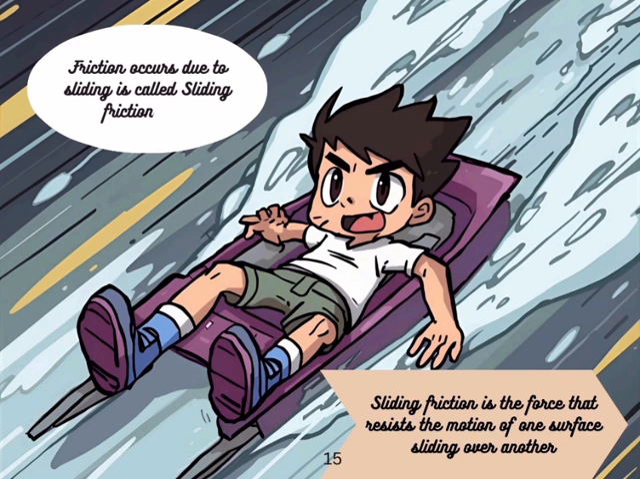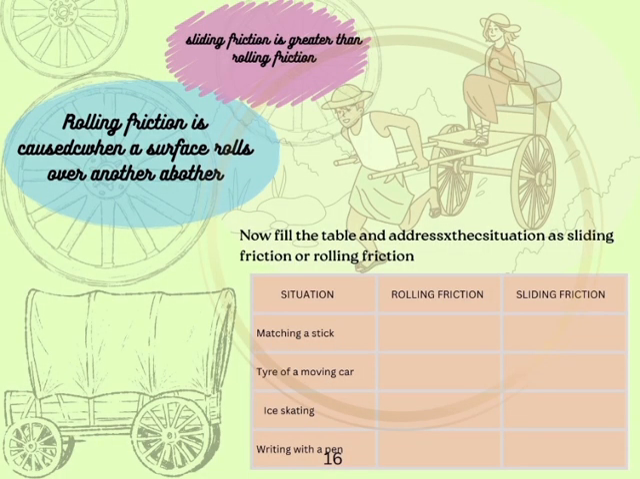Sliding friction is the force that resists the motion of one surface sliding over another. Rolling friction is caused when a surface rolls over another surface. By comparing the two, we can say that sliding friction is greater than rolling friction. So now you know what rolling friction and sliding friction are. With that knowledge, we can mark each situation as rolling or sliding.